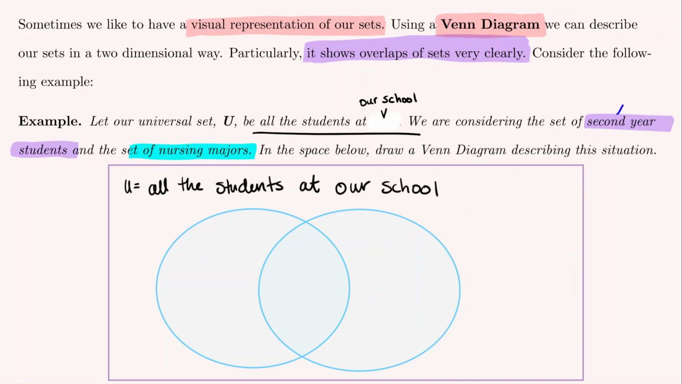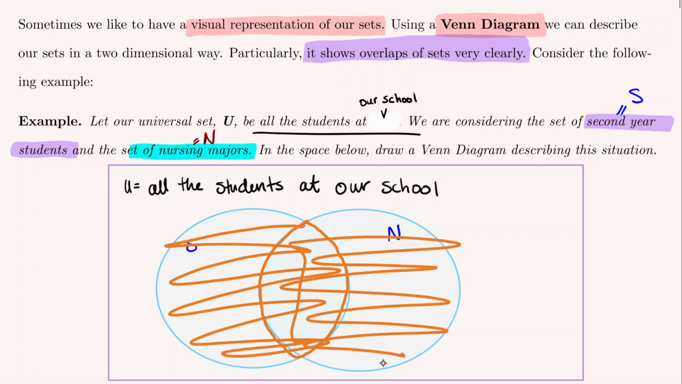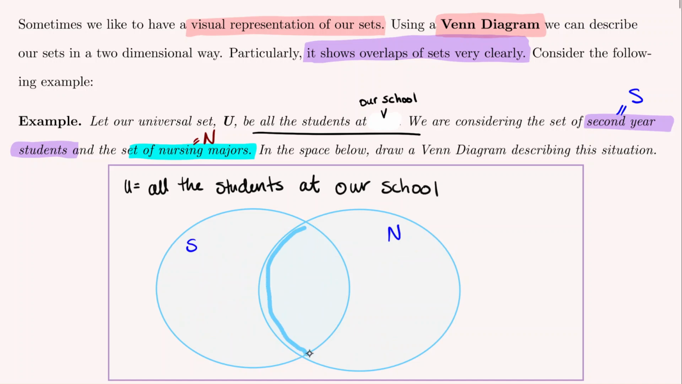Now we're going to label it. So we're going to let maybe S represent the second years, N represent the nursing majors. So we've got our second year students here, our nursing students here. And then to help us visualize the Venn diagrams, you need to make clear what are the sets and then where are the overlaps. So for instance, how would you describe the individuals that live in this section? Notice that these individuals are part of the second year group, but at the same time, they're also part of the nursing group. So the people in this section are the second year nursing majors.